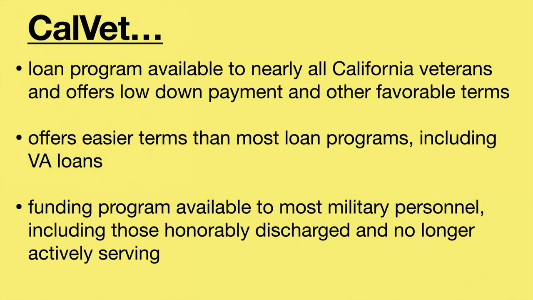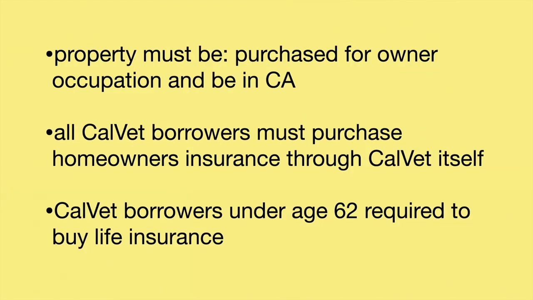CalVet. The CalVet program is available to nearly all California veterans and offers low down payment and other favorable terms. CalVet offers easier terms than most loan programs, including VA loans. The CalVet funding program is available to most military personnel, including those who have been honorably discharged and are no longer actively serving. The property must be purchased for owner occupation and must be in California.